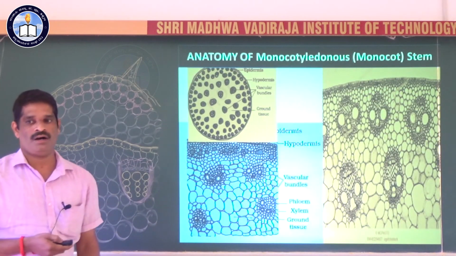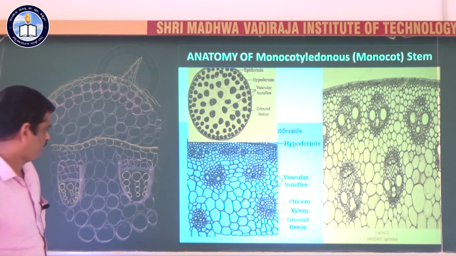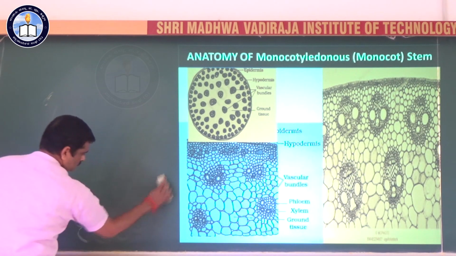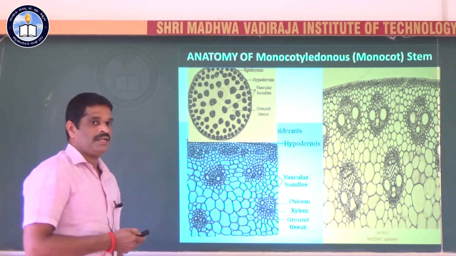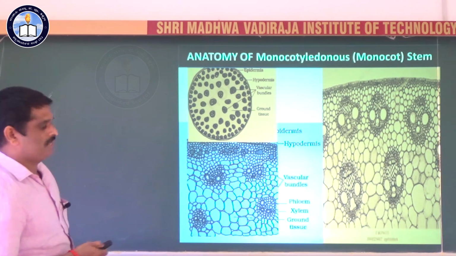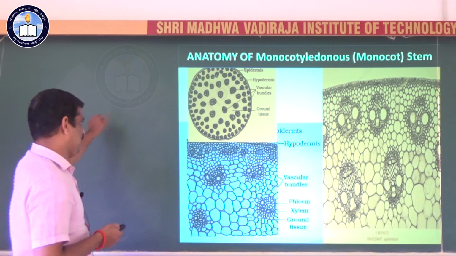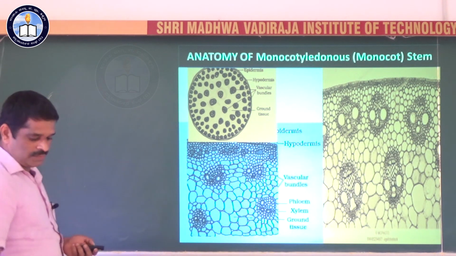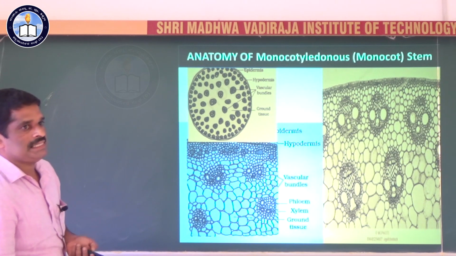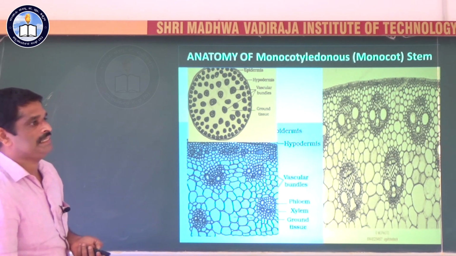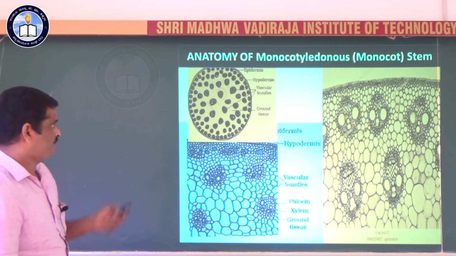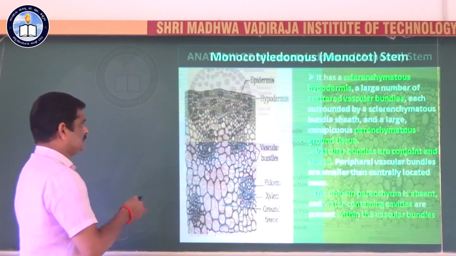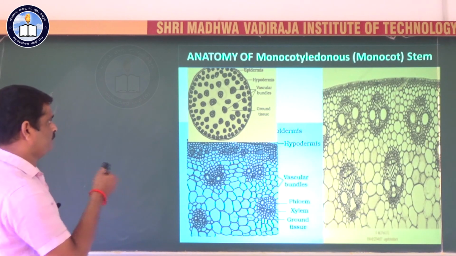Let's study the anatomy of monocot stem. The anatomy of monocot stem is similar to that of the dicot, but it shows certain variations. What are the variations? In case of dicot, the most important point, the vascular bundles are arranged in the form of a ring. That is the characteristic feature of the dicot stem. In case of monocot, the vascular bundles are irregularly scattered. Scattered vascular bundles are seen.